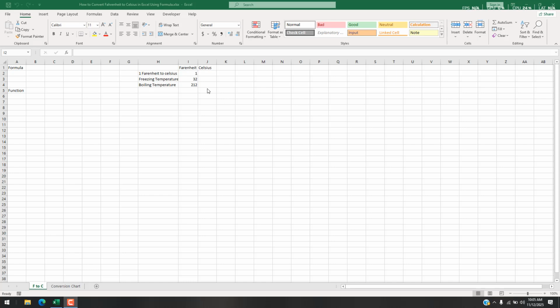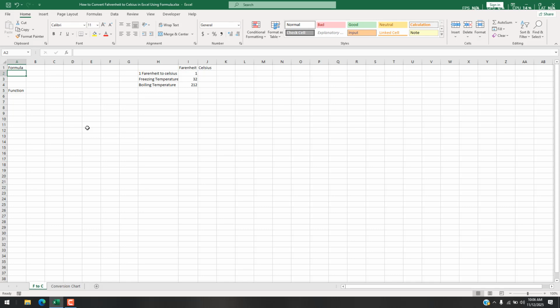Take a look at this. We have three temperatures here in Fahrenheit, which is 1 degree Fahrenheit to Celsius is the most common thing you should learn. And then there is the freezing temperature for water, which is 32 degrees Fahrenheit, which I want to convert into Celsius. And then there is the boiling temperature of water, which is 212 degrees Fahrenheit, which I will eventually convert to Celsius. So first you need to understand the basic formula, how you can convert Fahrenheit to Celsius.